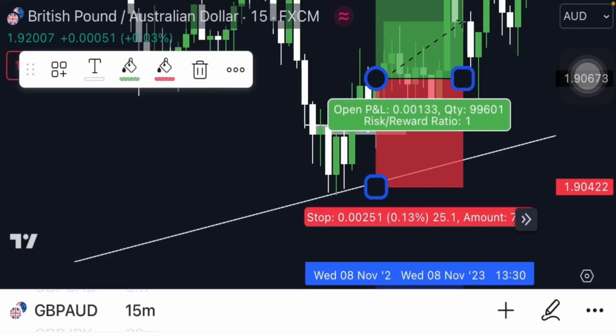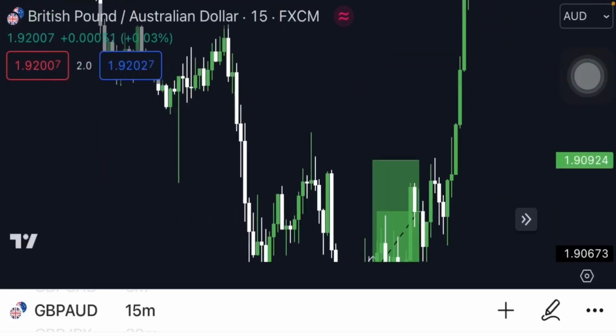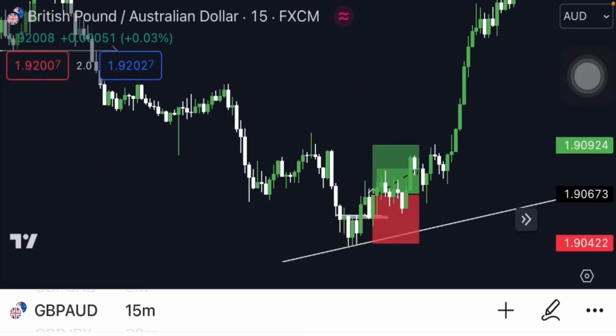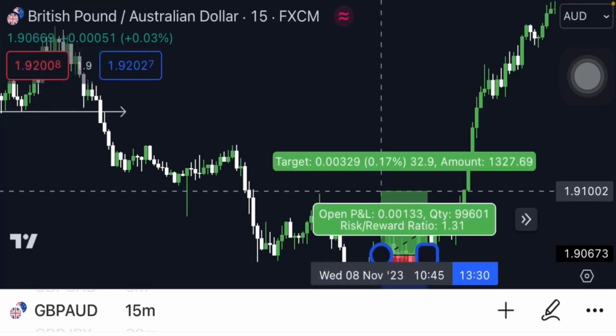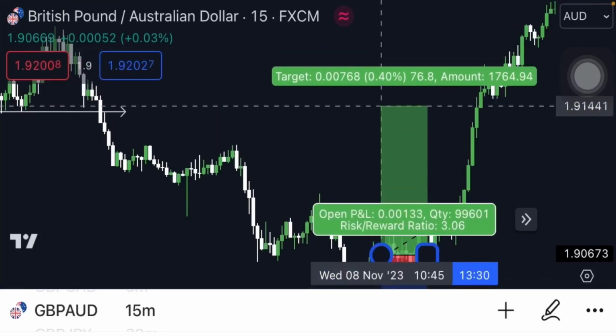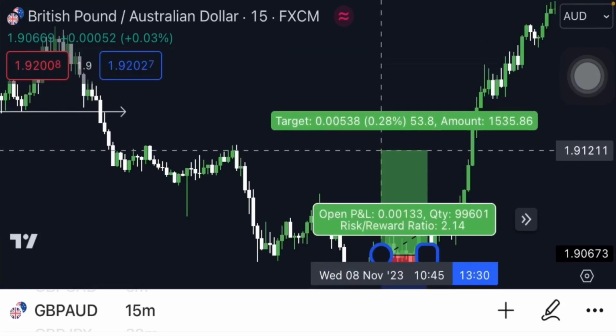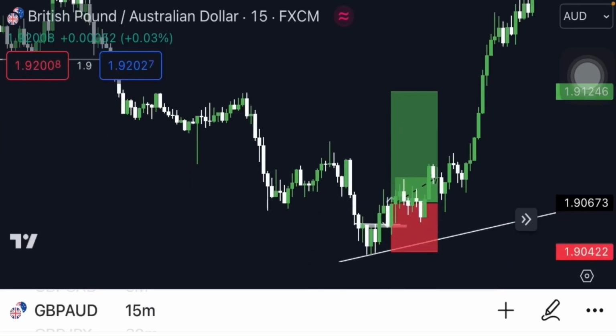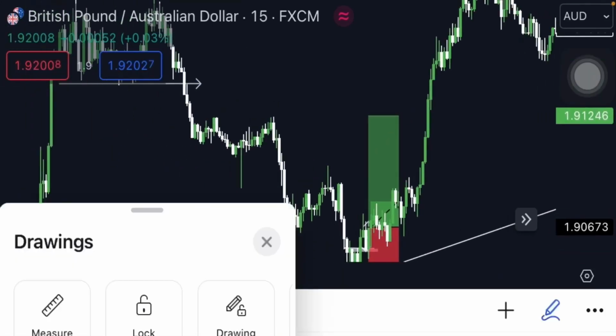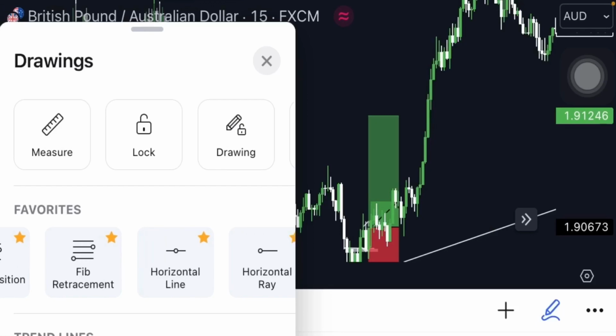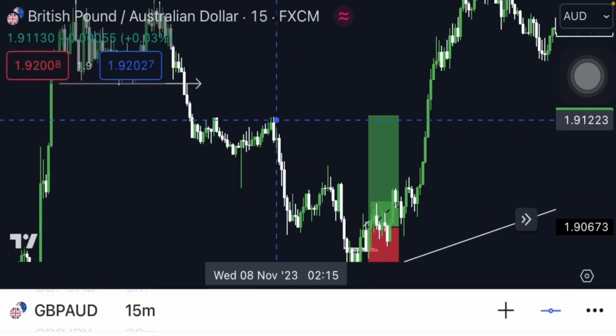Then 25 pips stop loss. Then we are targeting 2 times what we are risking. So we will target 50 pips, exactly at this point. So this is our take profit. This zone now is our take profit.